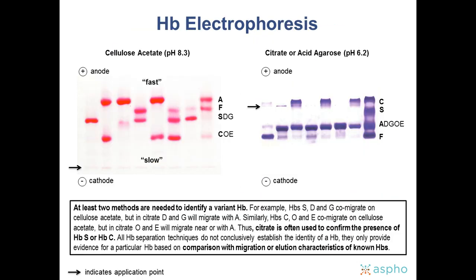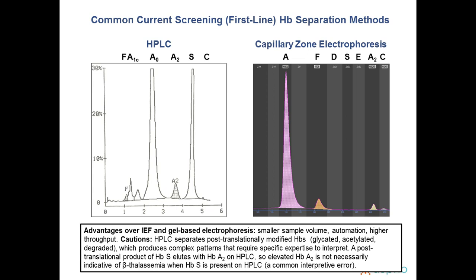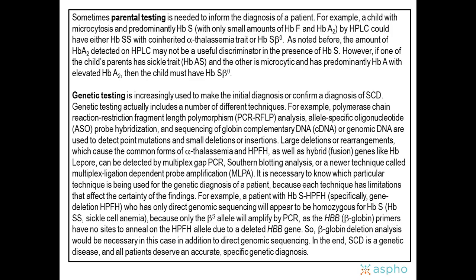People don't really use cellulose acetate electrophoresis anymore, except on boards. It's usually replaced by isoelectric focusing because it gives you sharper bands and better separation of some variants, like S and D, which don't go right next to each other. If you look in the question and answers, there'll be a lot of cases that go over interpretation. More common current first-line screening methods are more automated, like HPLC or capillary zone electrophoresis. Again, rather than a migration on a band, you're getting elution time or a migration time in a liquid phase. This is something to read about genetic testing.